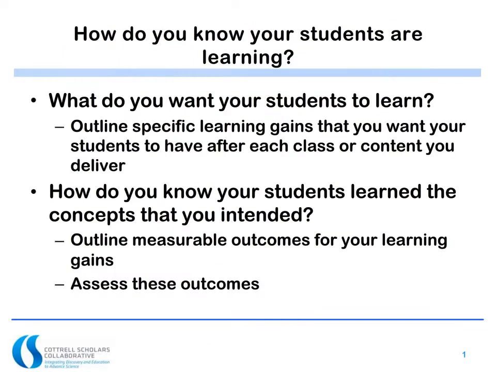The question at the heart of assessment is, how do you know your students are learning? Before assessing your students' learning, you need to outline exactly what you want your students to learn. Once you've established the learning gains of your instruction, then you want to know whether your instruction is effective. Have the students actually learned what you intended them to learn? To do this, you need to outline measurable outcomes based on your learning gains. And then you need to assess these outcomes.